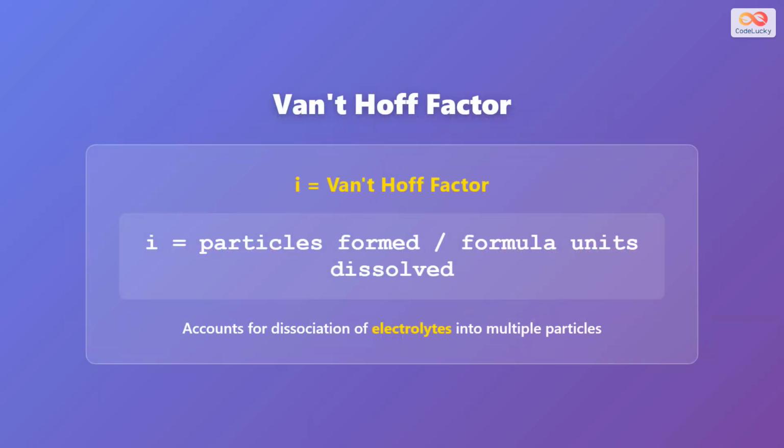To account for the dissociation of electrolytes, we use the Van't-Hoff factor. Symbolized by the letter i, the Van't-Hoff factor is defined as the number of particles formed divided by the number of formula units dissolved. For non-electrolytes like glucose that don't dissociate, i equals 1. For sodium chloride, which dissociates into 2 ions, i equals 2. For calcium chloride, which produces 3 ions, i equals 3. The Van't-Hoff factor allows us to correctly calculate colligative properties for both electrolytes and non-electrolytes by accounting for how many particles are actually present in solution.